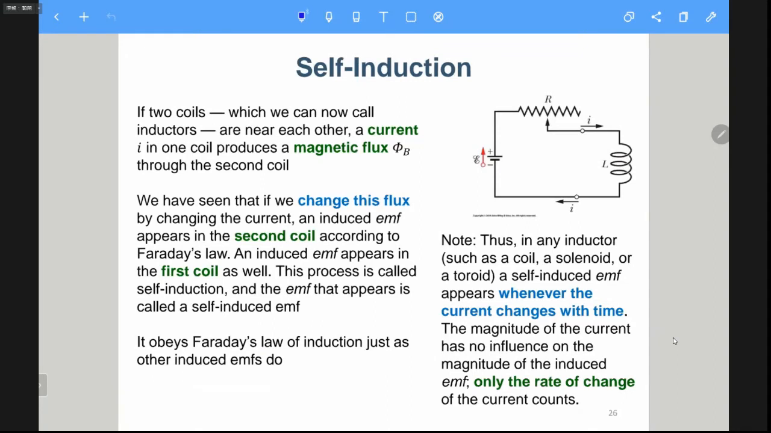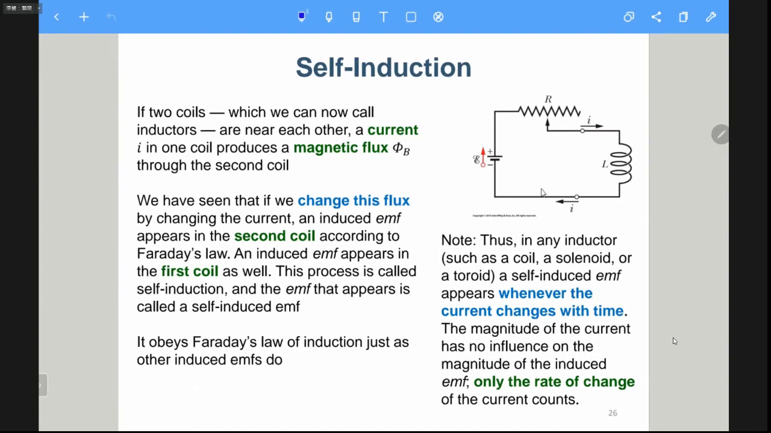Okay, here we talk about self-induction. It says if two coils, which we can now call inductors, and this is the electrical symbol for the inductor, so we have something like this, like this, like this, so we have multiple coils, are near each other, the current I in one coil produces magnetic flux phi B through the second coil.